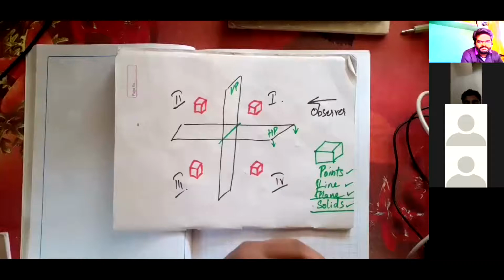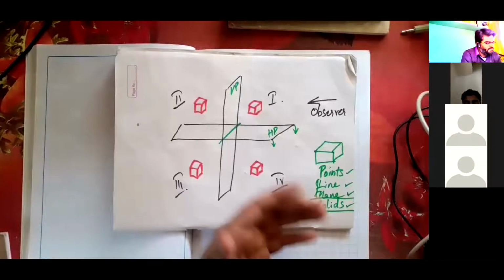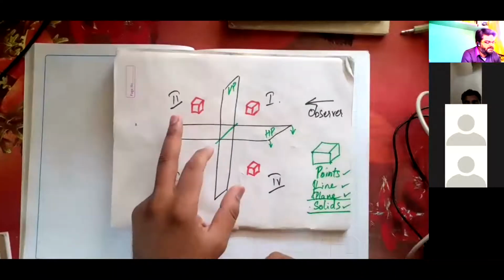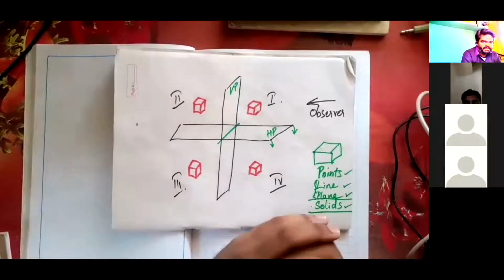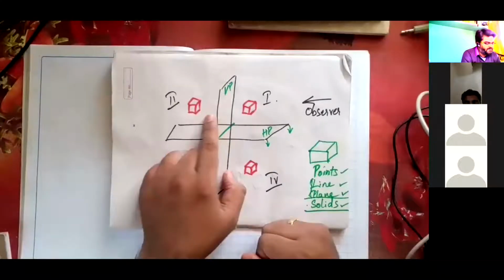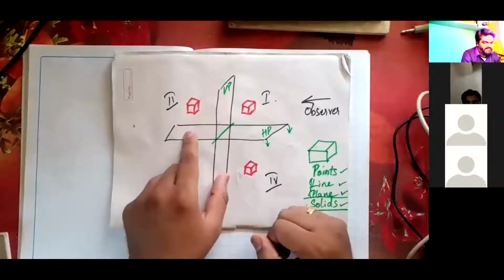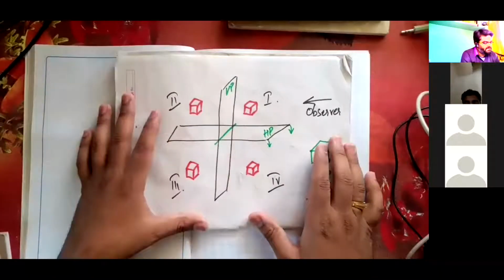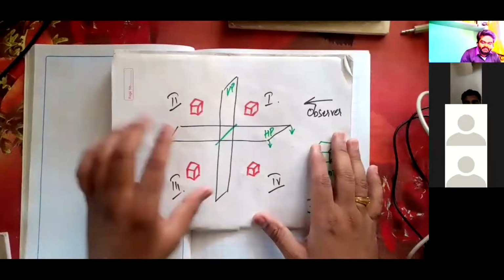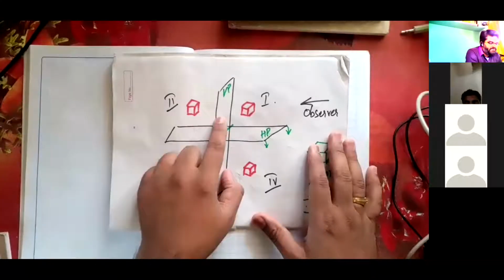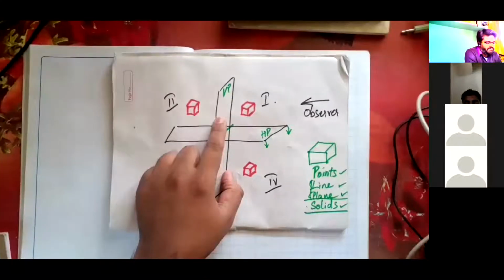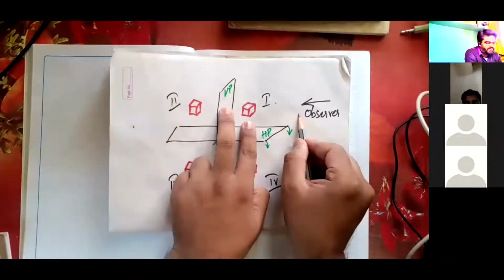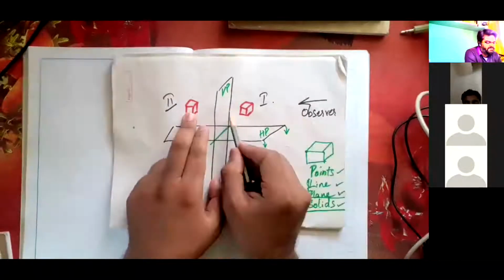So here, if an object is in the second quadrant, then I can say that it is behind the vertical plane and above the horizontal plane. Remember, this is an imaginary process. We are purposely keeping the object away from the plane of projection. And a very important thing: in the first quadrant, the object is in between the observer and the plane of projection. In the second quadrant, the plane of projection is in between the observer and the object.